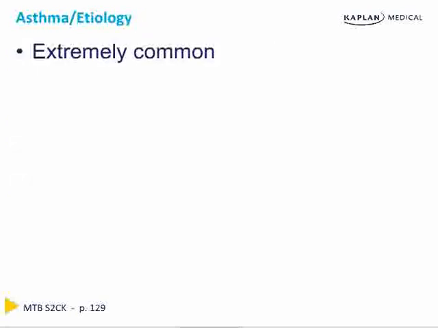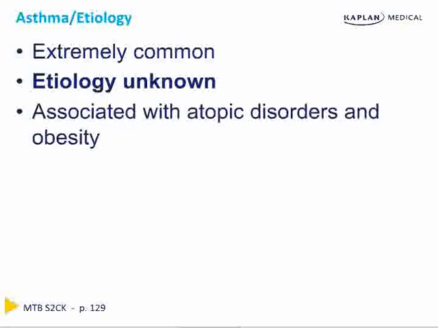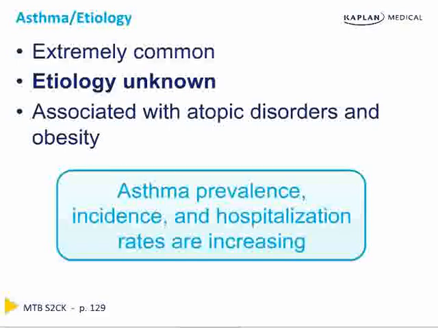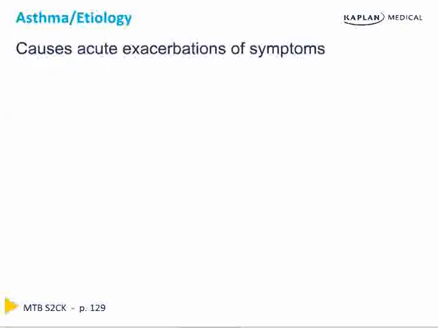Overall, asthma is extremely common in our population. The etiology remains pretty much unknown, but there are some associations with atopic disorders as well as obesity. It is important for you to remember on Step 2 that the prevalence, incidence, and hospitalization rates of asthma are increasing in our population. While the underlying etiology of asthma remains unclear, there are several causes of acute exacerbations of asthma with which we are more familiar.